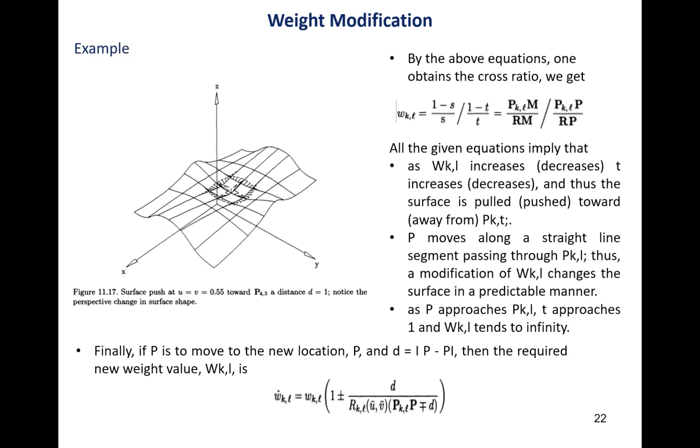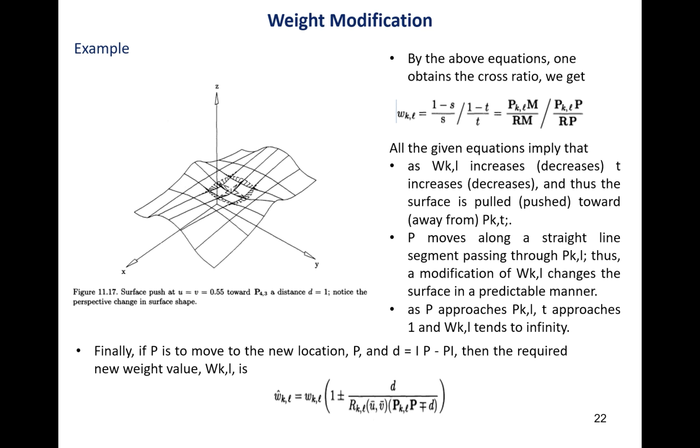As shown in the example, where the surface push at U equal to V is the same, it pushes towards P4 at a distance D1. Notice there's a perspective change in the surface shape. From all the above equations we can obtain a cross ratio where we get WKL. All the given equations imply that as WKL increases, T increases, thus the surface is pulled or pushed towards or away from the PK or point P.